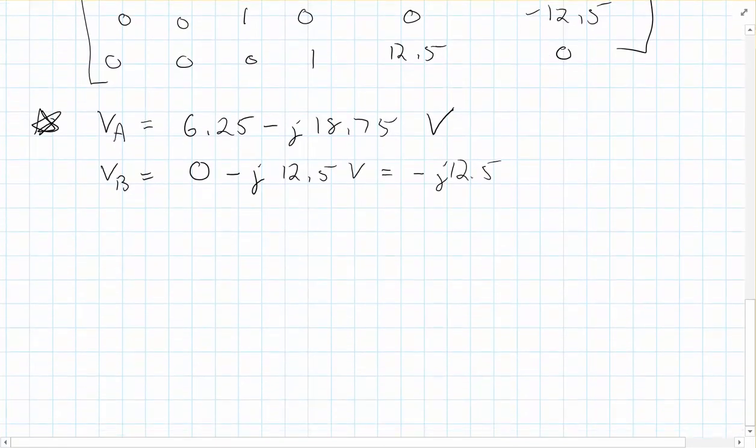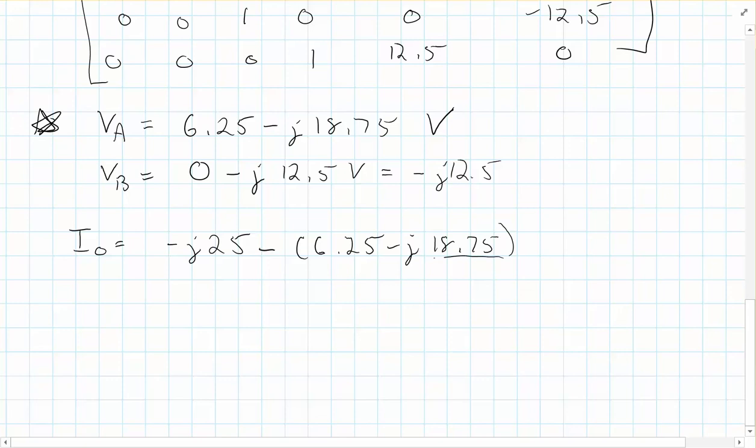We could convert those back into polar form or whatever we want to do here, but what we need to do now is simply find out what I out is. Now remember that my I out is going to be minus J 25 minus 6.25 minus J 18.75, all divided by 5.